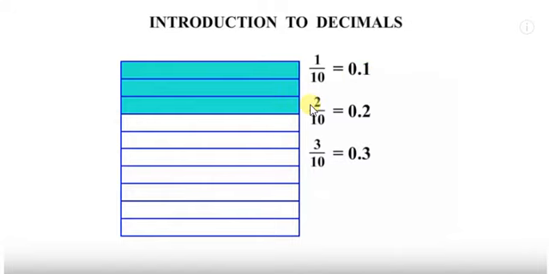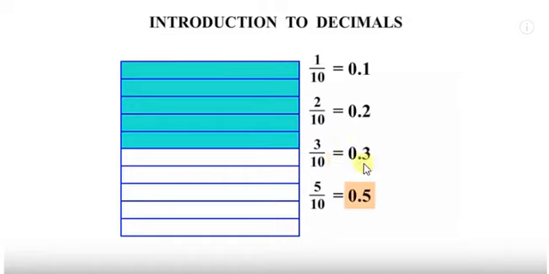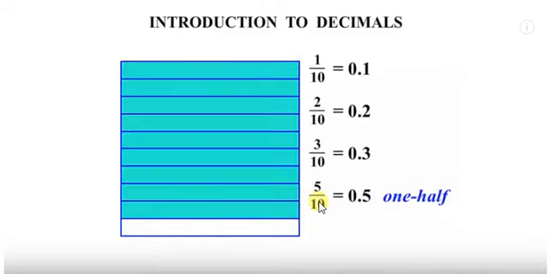The two strips make 2/10, which is equivalent to 0.2. If 3 are shaded, you will obtain 0.3, that is 3/10 as a fraction. And if 5 strips are shaded, that makes 5/10, which is equivalent to 0.5 as a decimal, and it is actually 1/2. If 9 strips are shaded, that is 9/10, which is equivalent to 0.9 as a decimal.